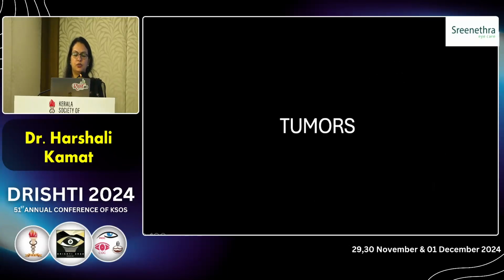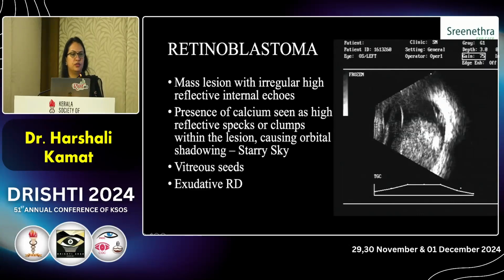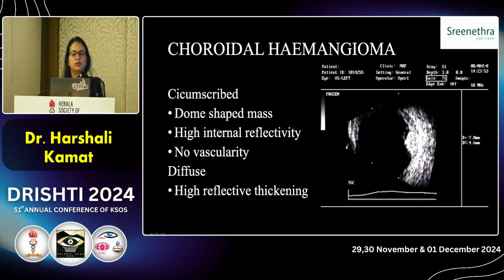There are certain tumors which you need to be aware of. Most importantly is the retinoblastoma, where if you see these calcifications, it is very characteristic and shouldn't be missed. Choroidal hemangioma, a circumscribed one, will be seen as a dome-shaped mass with high internal reflectivity. The diffuse one will not have a specific mass, but just a diffuse high reflective thickening.